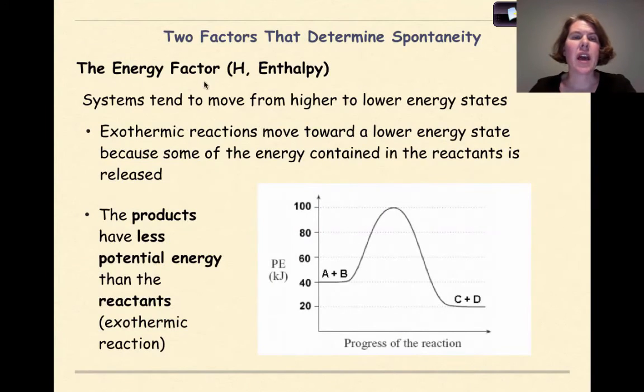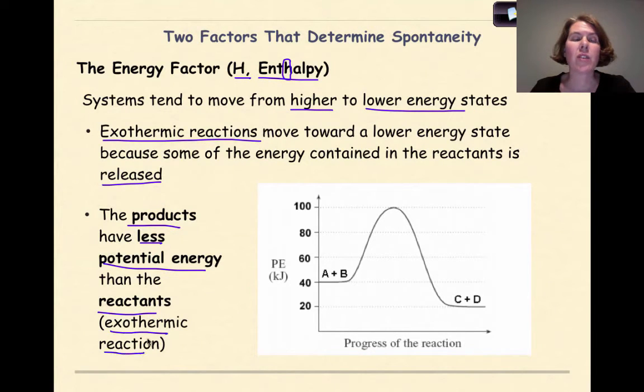The first factor is the energy factor, or H, otherwise known as enthalpy. And you can differentiate between entropy and enthalpy because enthalpy has an H in it for heat. Systems tend to move from higher to lower energy states. Exothermic reactions move towards a lower energy state because some of the energy contained in the reactants is released. The products have less potential energy than the reactants, therefore it's an exothermic reaction. Spontaneous reactions have a tendency to go towards lower energy levels.